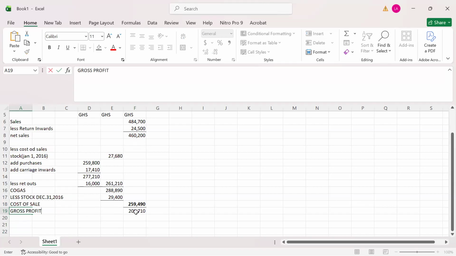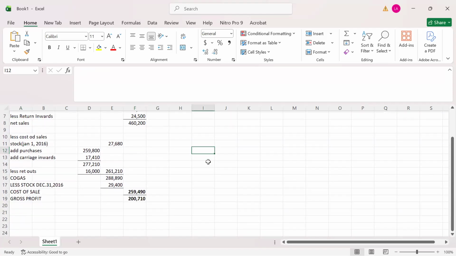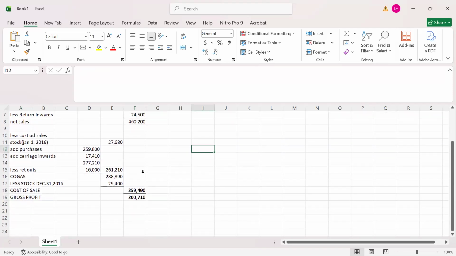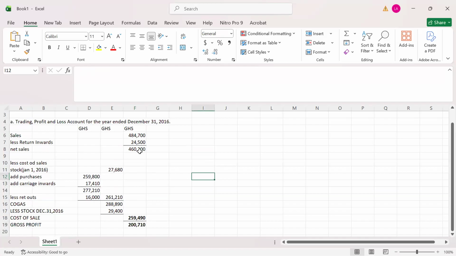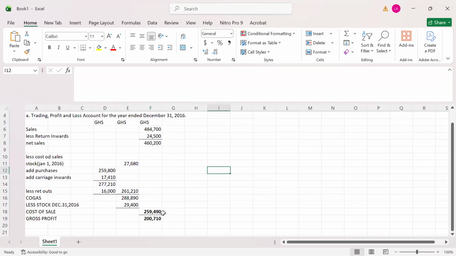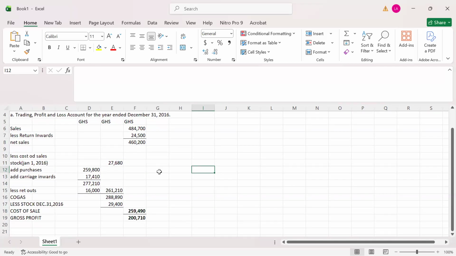Do we understand up to this level? Up to the gross profit level, do we understand? Is somebody having problem with this, from the net sales up to gross profit? This is what we call the trading account.